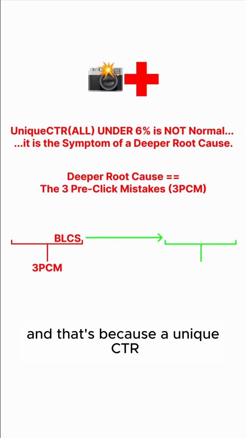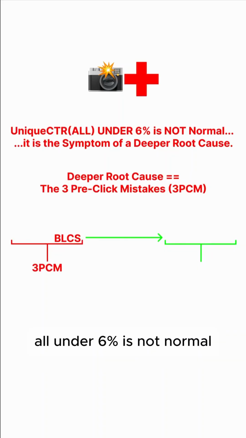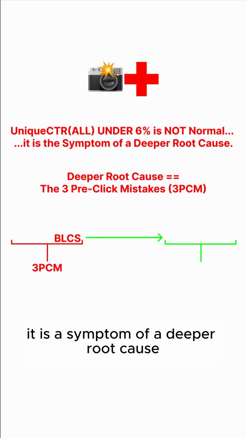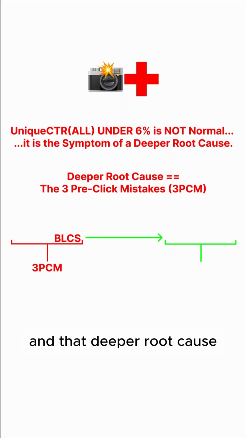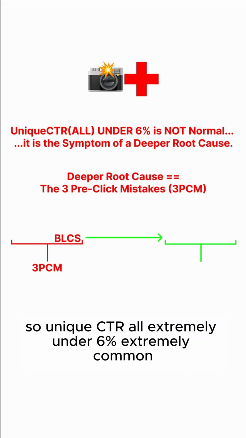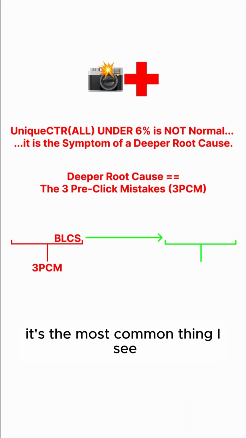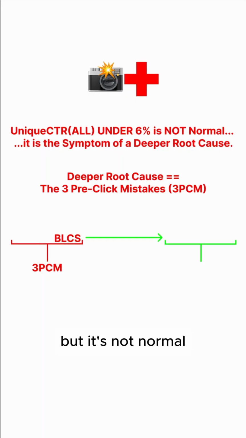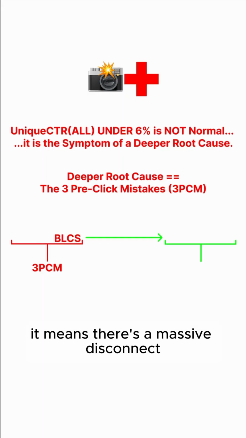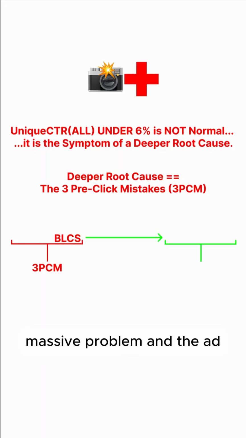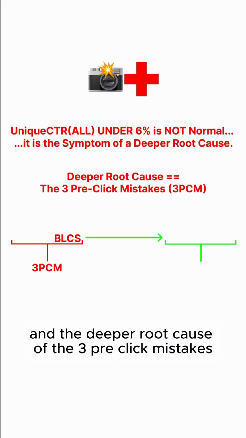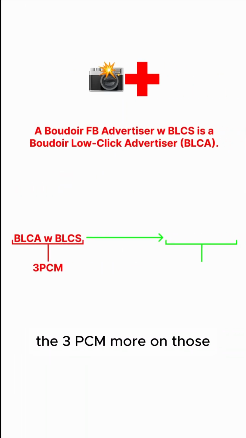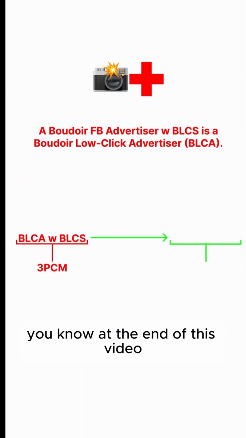And that's because a unique CTR under 6% is not normal. It is a symptom of a deeper root cause, and that deeper root cause is the 3 pre-click mistakes. A unique CTR extremely under 6% is extremely common. It's the most common thing I see with Boudoir Facebook advertisers, but it's not normal. It means there's a massive disconnect, a massive problem in the ad. The deeper root cause is the 3 pre-click mistakes, the 3 PCM. More on those at the end of this video.